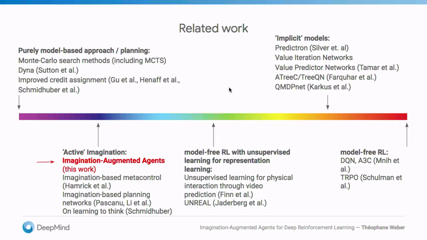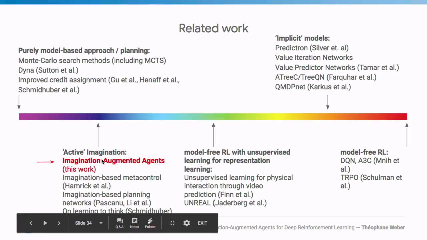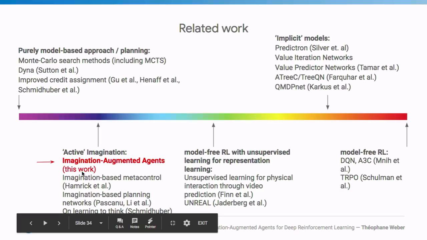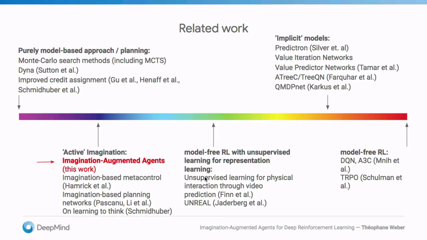So maybe one way to think about this work is to think that this strong dichotomy between model-based and model-free methods is maybe not the right one. So maybe it is better or easier to think of it as a spectrum. On one end, you have purely model-based methods like Monte Carlo search and Dyna. On the other end, you have purely model-free, but in between you have other families. So our work is situated in what I personally call active imagination, which are agents that to compute their action, need to make some form of prediction. So there's I2A, there is the imagination-based meta control, which is very related to learning to think by Schmidhuber, and so on.